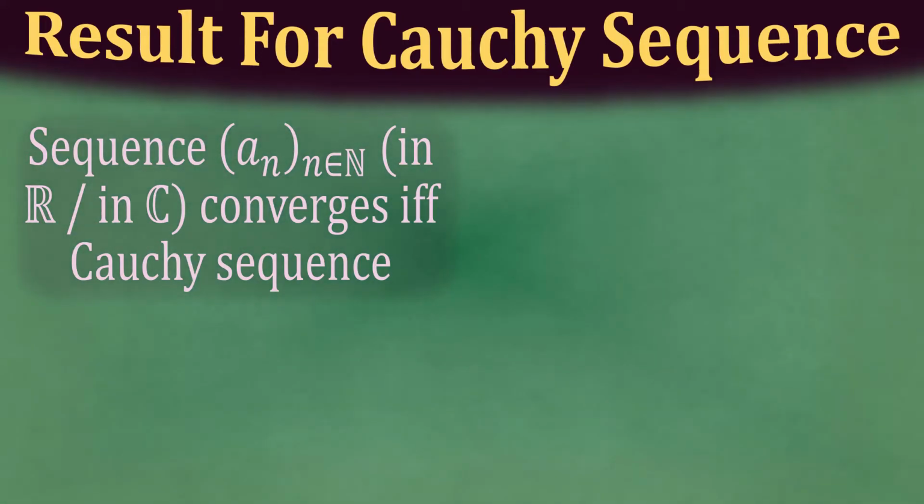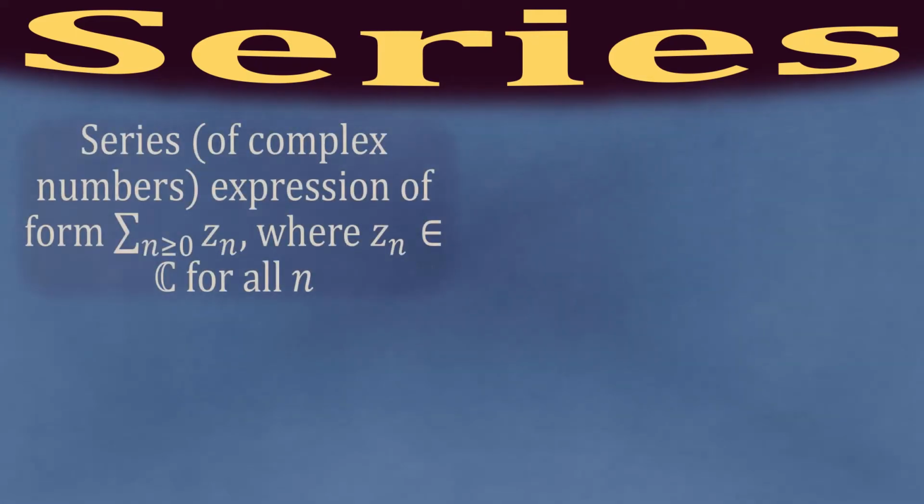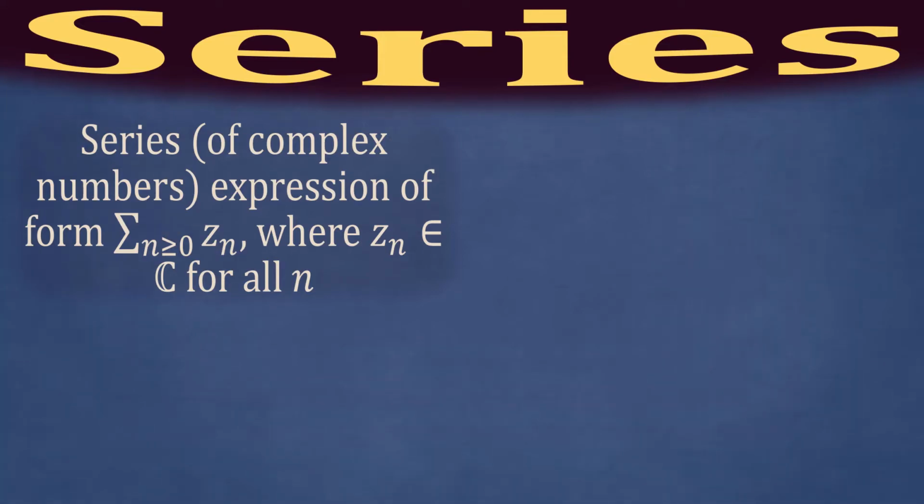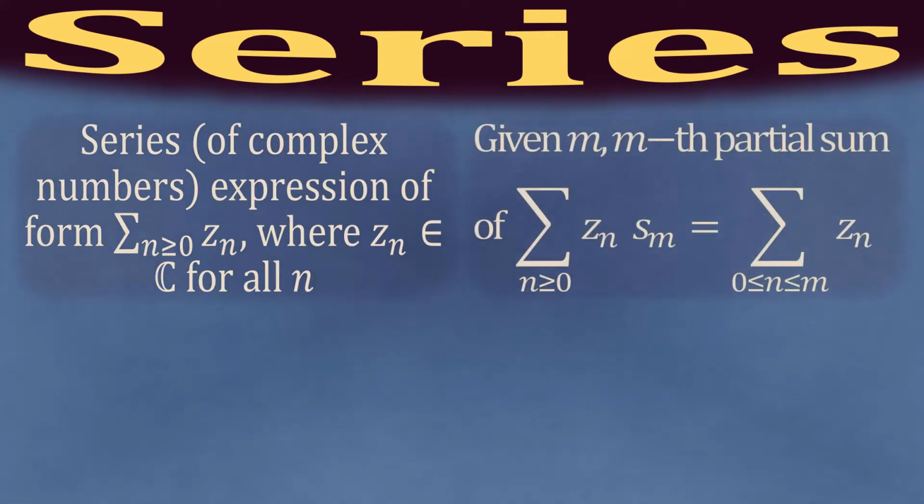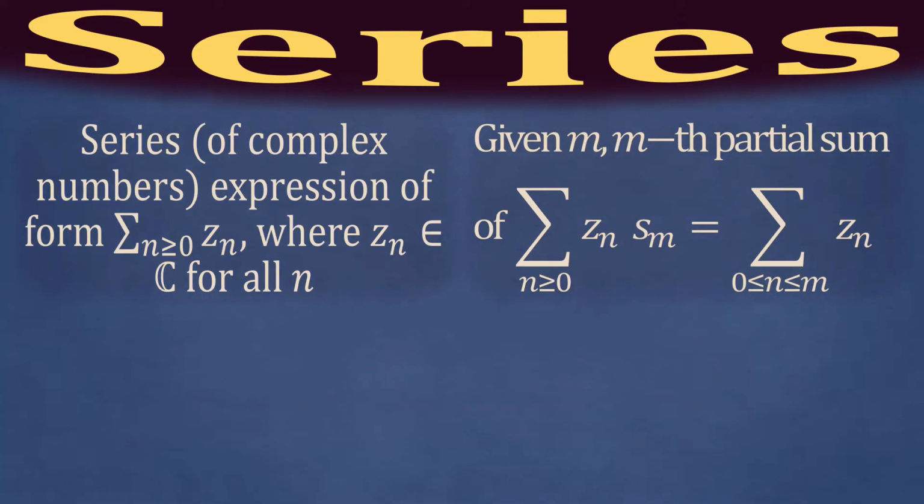Now, let's move on to defining a series. A series of complex numbers is an expression of the form the sum for all n greater than or equal to 0 of Zn, where Zn is a complex number for all n. Given m, the mth partial sum of the sum over all n greater than or equal to 0 of Zn is equal to Sm, which is the sum from n equals 0 to m of Zn.